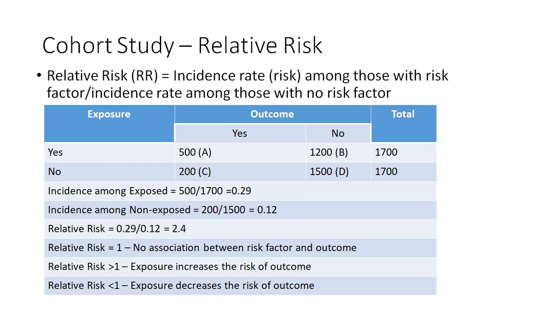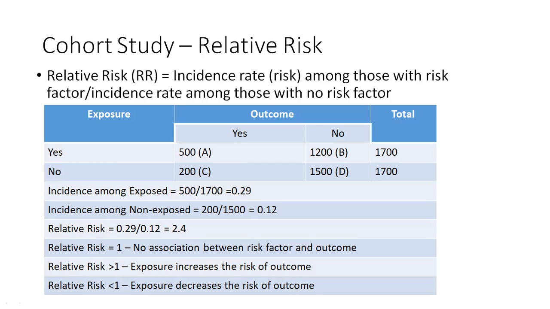So we have a risk factor and we want to look into the disease. The incidence among the exposed would be those with the disease over the total number of cases, and the incidence among the non-exposed would be those with the disease among the total number of cases. So this comes out to be around 0.29 and 0.12, and when you calculate the relative risk, it is 0.29 divided by 0.12, which is equal to 2.4. Now what does this 2.4 stand for?